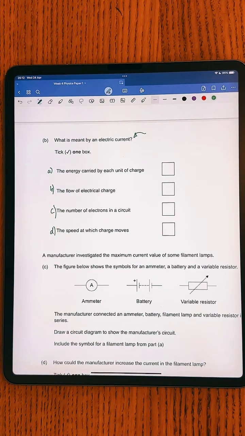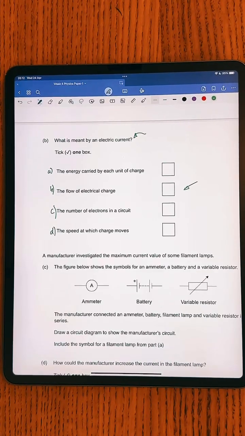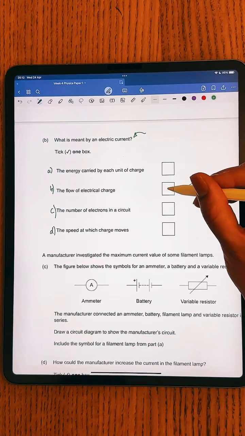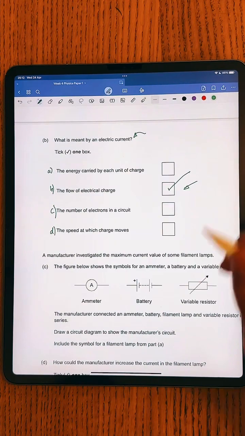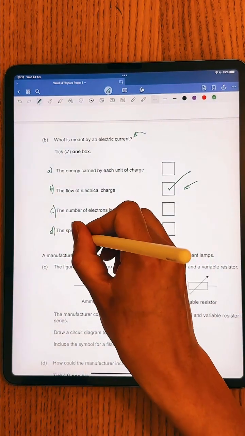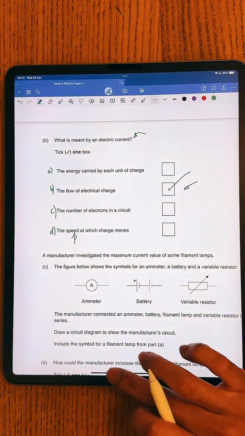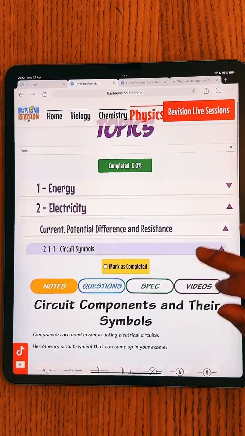So we've got Samuel saying B. Any other answers? B. Yep, everyone's saying B. Answer's B. Don't say this. I know some people might say D because of the speed at which the charge moves. No, that's not the definition.